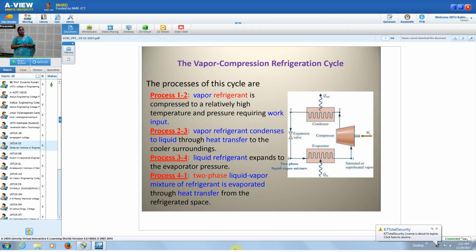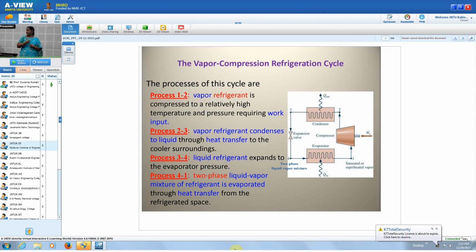So the 4 different processes given are again explained in this. Process 1 to 2, vapor refrigerant is compressed to a relatively high temperature and pressure, so requiring some work input. So that work input is indicated here.